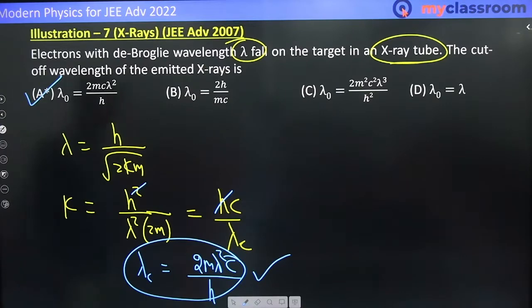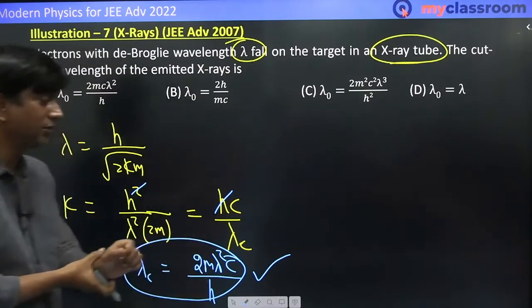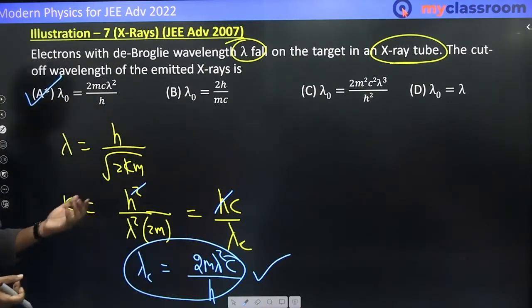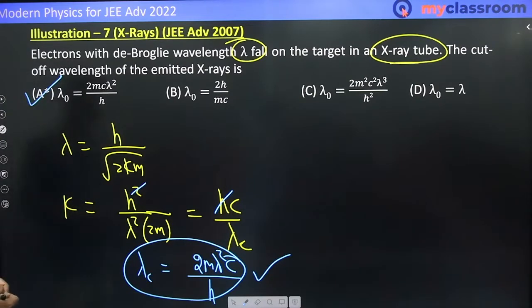Okay, hope it is clear. Simple question, JEE Advanced 2007. Just see which is converting to which one. If you make it out easily, you can get it. Okay, move on to the next question.